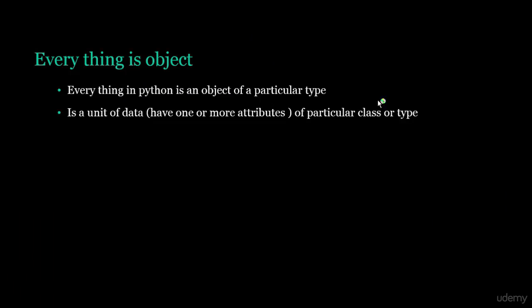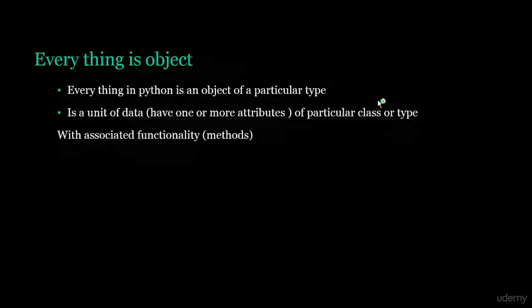An object is a unit of data. An object is a unit of data that has one or more attributes of a particular class or type. These are the properties, with associated functionality, which are the methods. Remember, an object is a unit of data that has one or more attributes of a particular class or type. These are properties, with associated functionality, and this is methods.